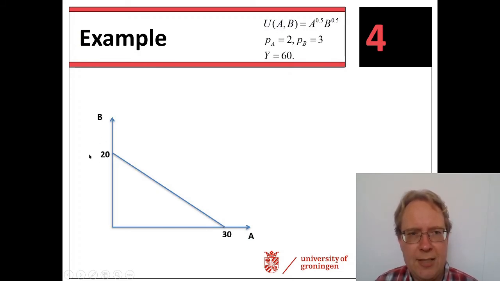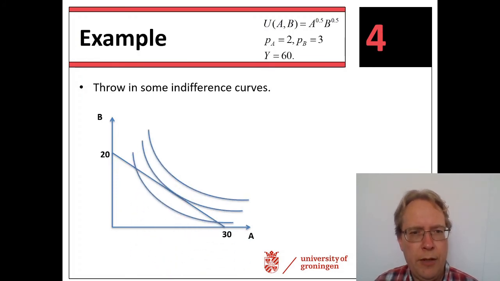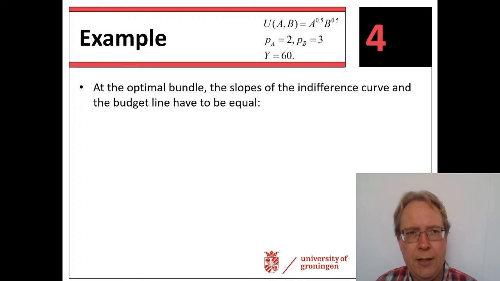Good. Next step. Let me throw in some indifference curves. There they are. Which should I have? Well, obviously, this is my optimal consumption bundle, right? The one over here, where the two just touch each other, where the two are just tangent. Okay, so at the optimal bundle, the slopes of the indifference curve and the budget line have to be equal. That condition has to hold, the one you just saw.